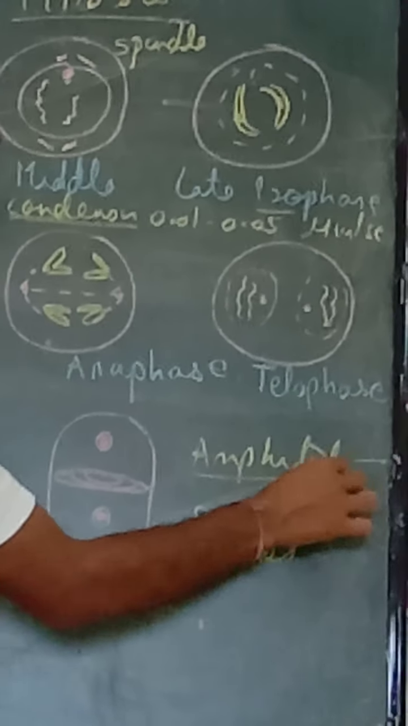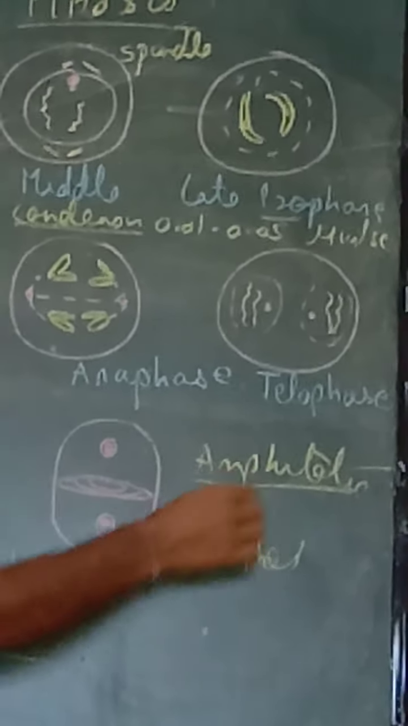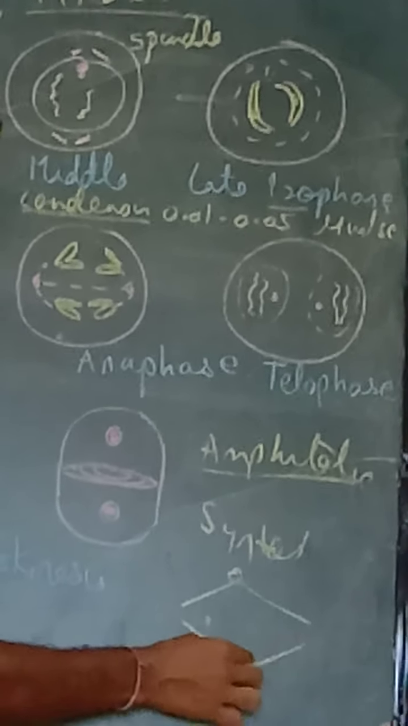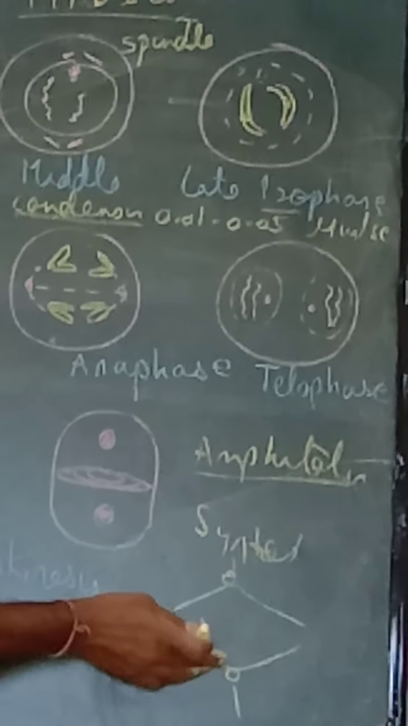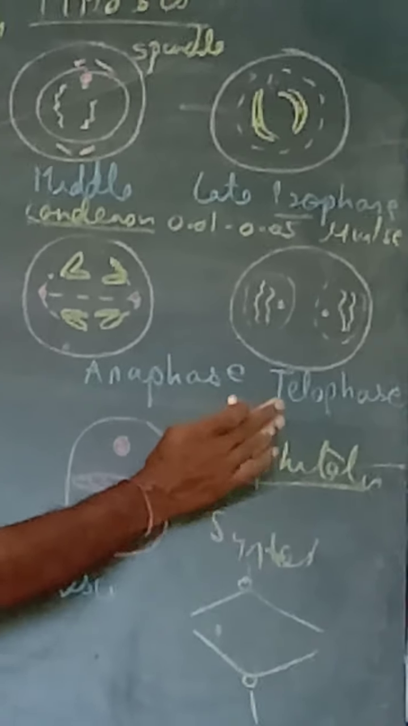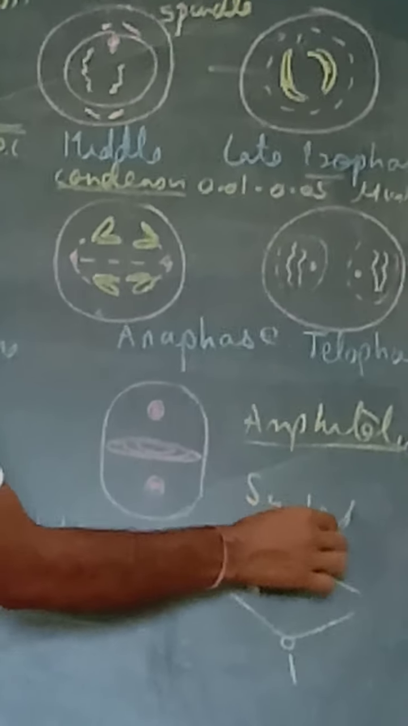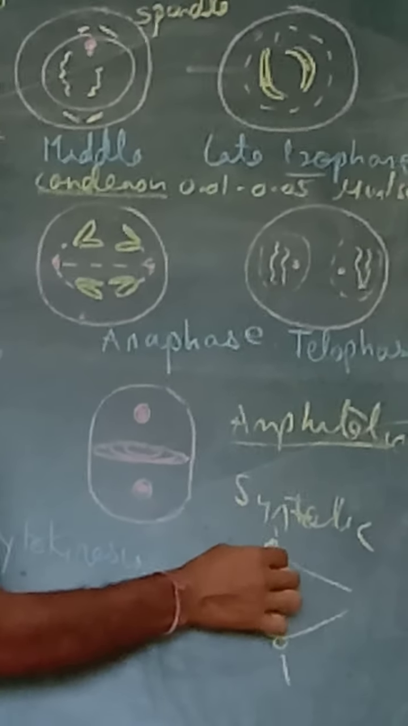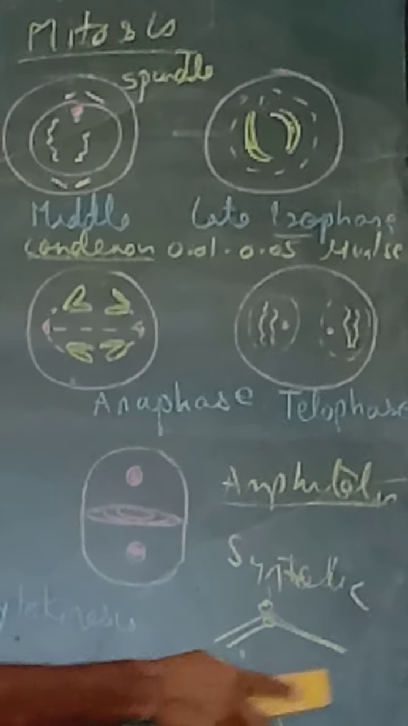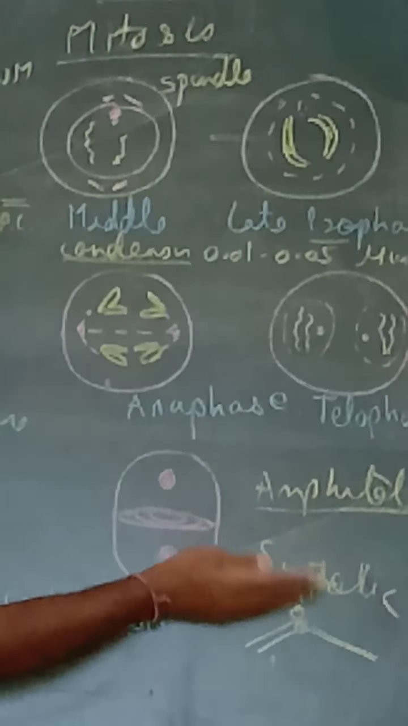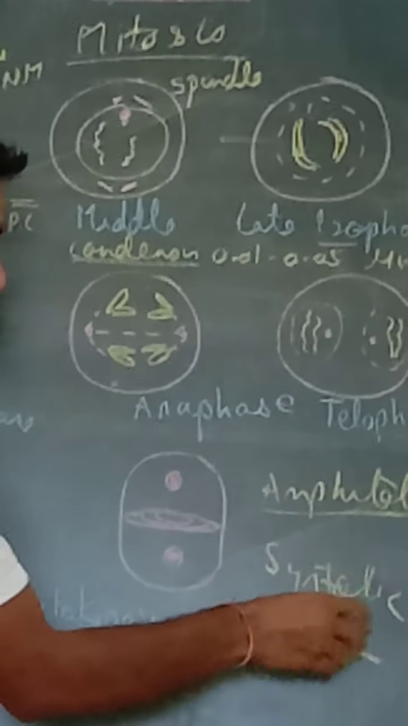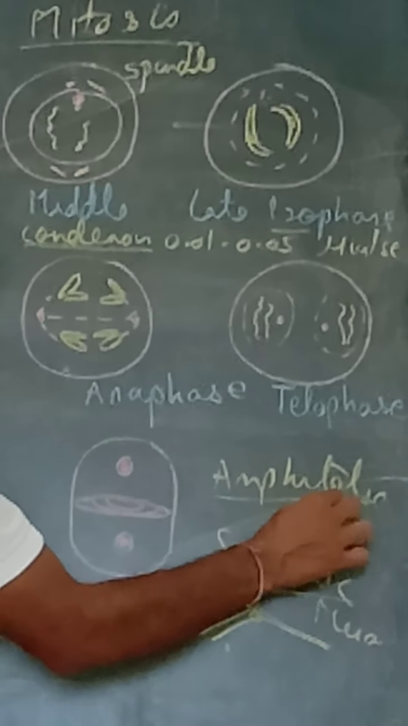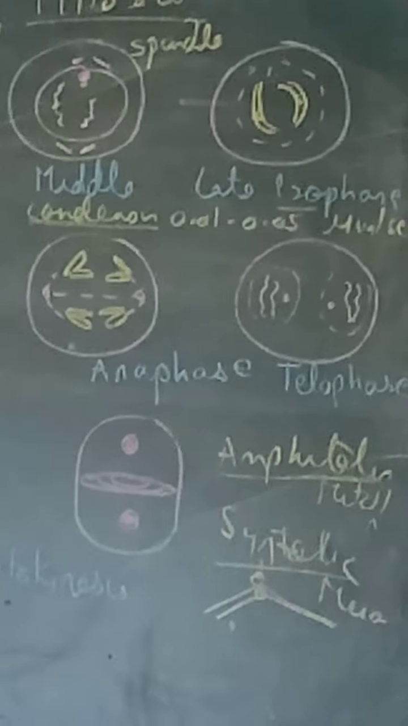Now amphitelic is the wild condition in which one kinetochore is attached to one spindle pole and another kinetochore to another spindle pole. It is present in both mitosis as well as meiosis. The syntelic condition is like this, where both the kinetochores are towards one side, and it is present only in meiosis. So the syntelic condition is in meiosis, and the amphitelic condition is in both mitosis as well as meiosis.